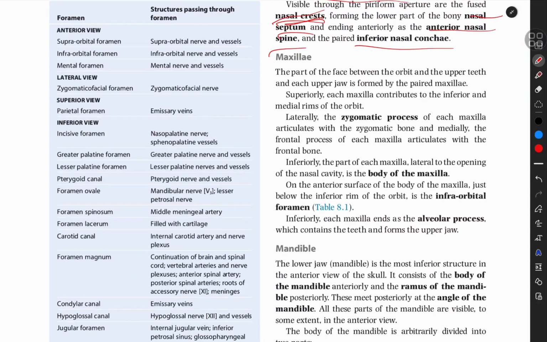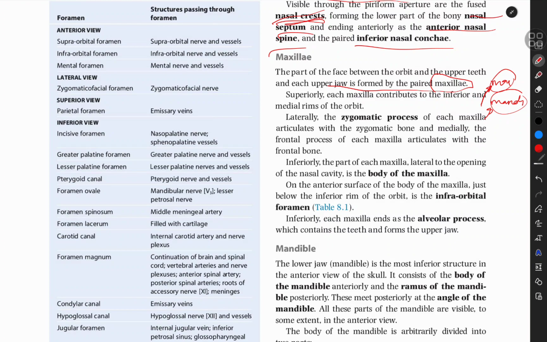Maxillae. The part of the face between the orbit and the upper teeth and the upper jaw is formed by the paired maxillae. Maxilla is up, mandible is down. Max is like maximum, so it should be at the top. Mandible is not maximum, so it should be at the bottom. That's how I remember it.